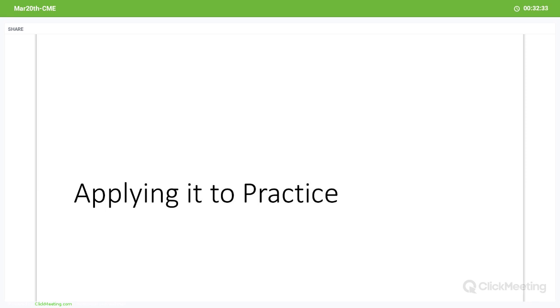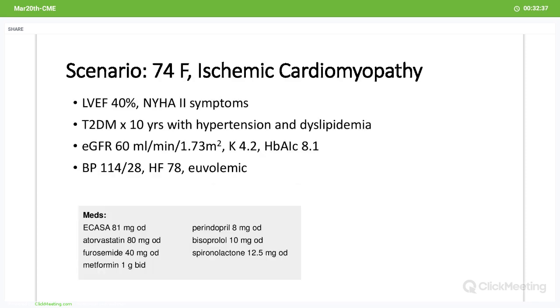So just to finish off, in a few minutes I'll talk about how we might apply this to practice, and try to be practical along the way. Just for your consideration, here's another base case of a 70-year-old female with ischemic cardiomyopathy. Ejection fraction is right at 40%.